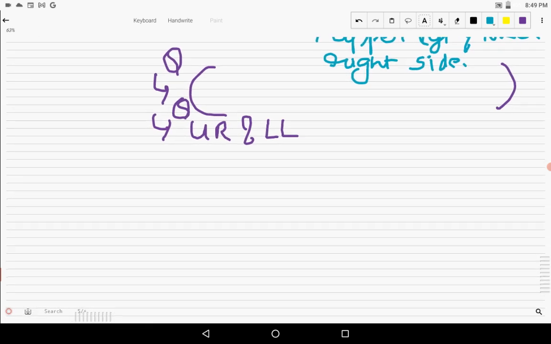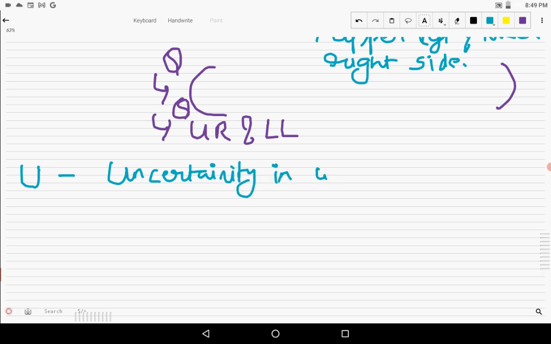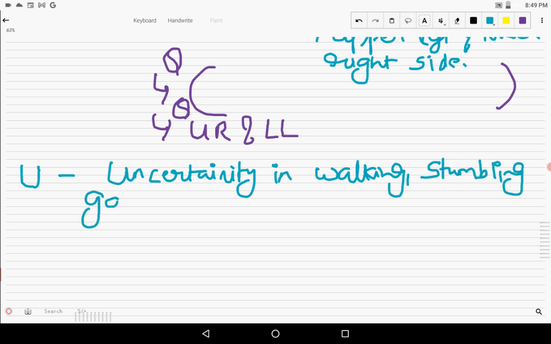Next we see U. U stands for uncertainty in walking. Stumbling gait. Okay, uncertainty in walking, stumbling gait.